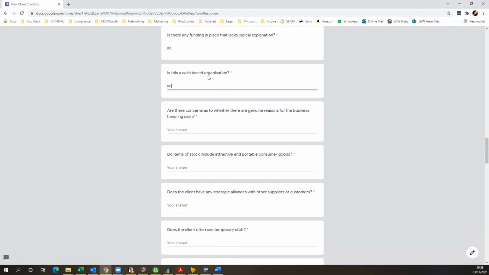We do review this periodically, so if we don't catch something during this first run through, we will likely catch it in future risk assessments. Are there concerns as to whether there are genuine reasons for the business handling cash?